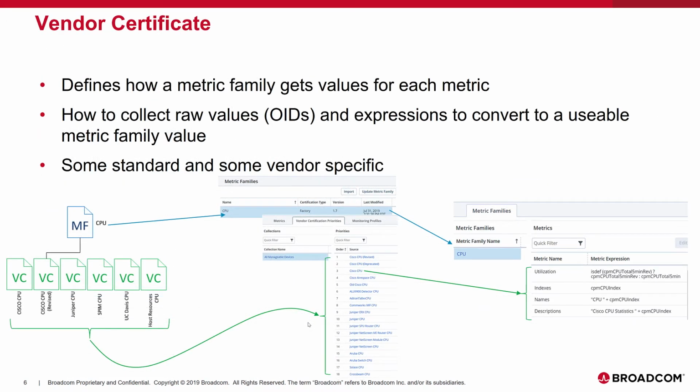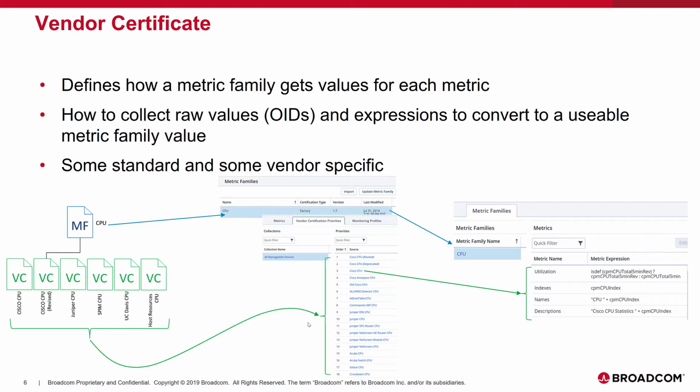A vendor certificate essentially sits underneath a metric family, right? And that defines how the data is gathered for certain metrics in a metric family, right? How are we going to poll? What OIDs are we going to poll to populate data against a particular metric in a metric family, right?